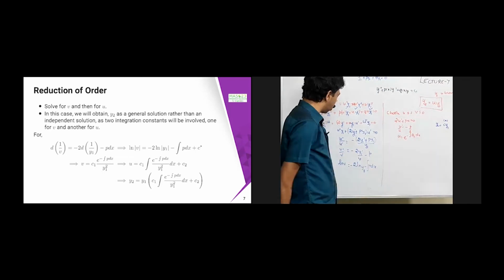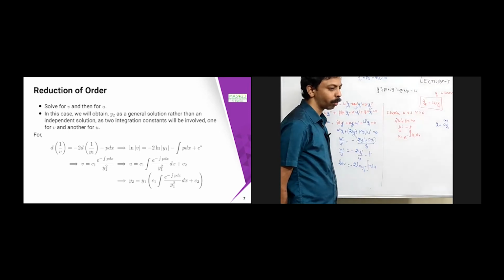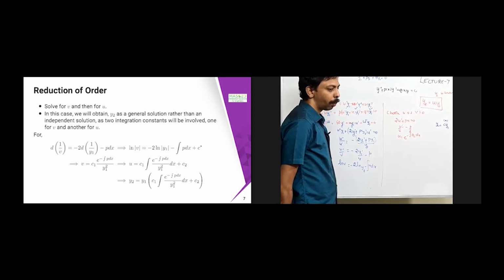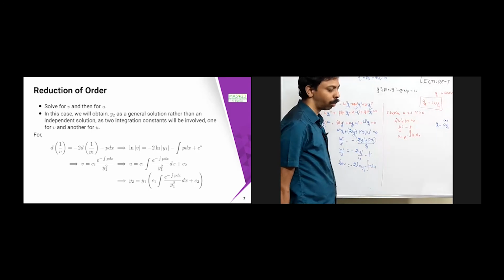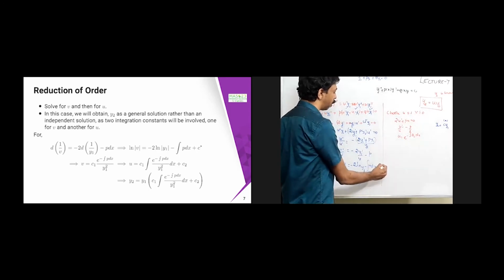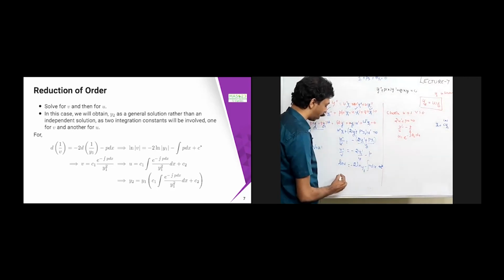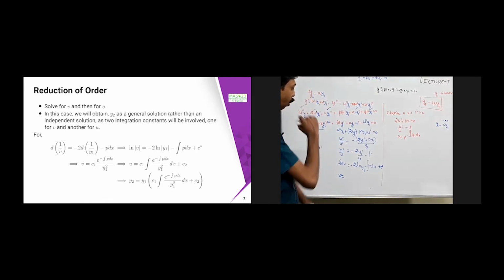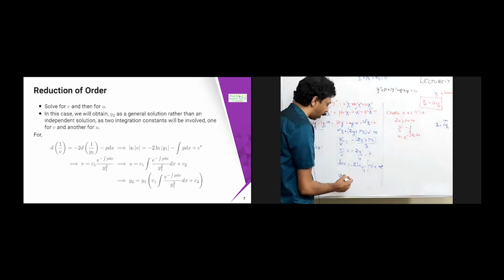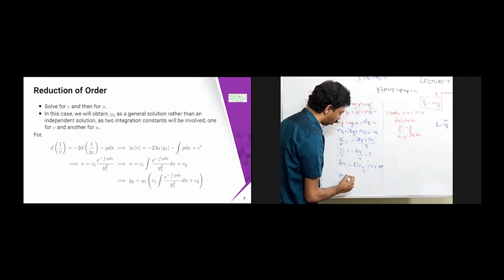Therefore ln v is equal to minus 2 ln y1 minus the integral of p dx plus c star. Some constant is also going to come. Then v is going to become like c into e power minus integral p dx, into 1 by y1 square.